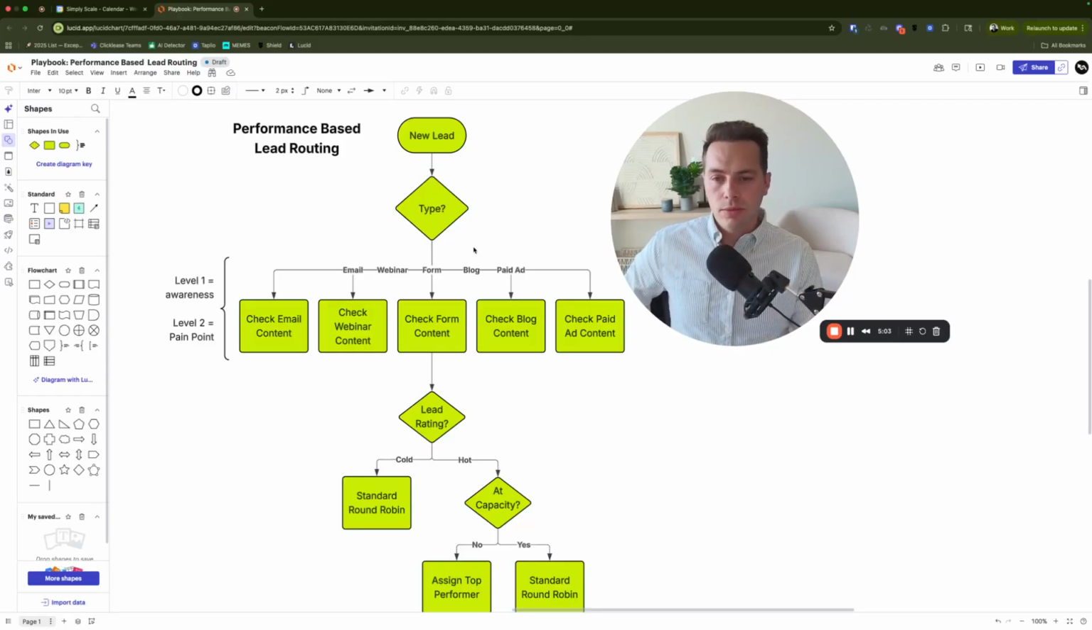So that's what we are determining as level 1. And the way that we do that is because depending on which one they clicked on or how they found us, that'll give us a good indicator on whether they're really cold or they're a lot warmer, right? So that's what we want to do as number 1, is determine that. How did they find us?